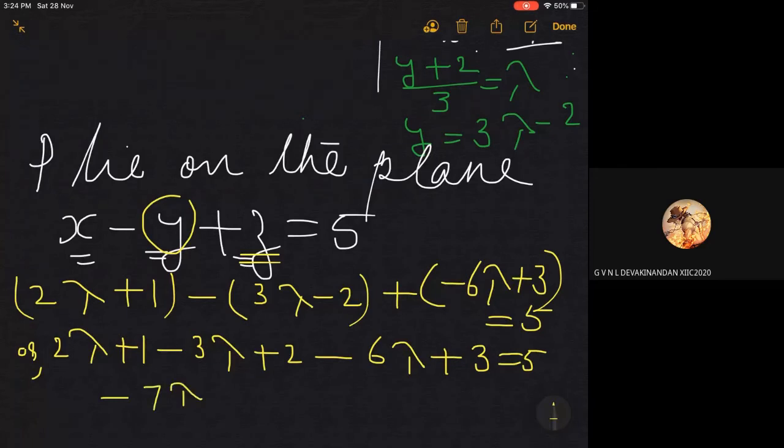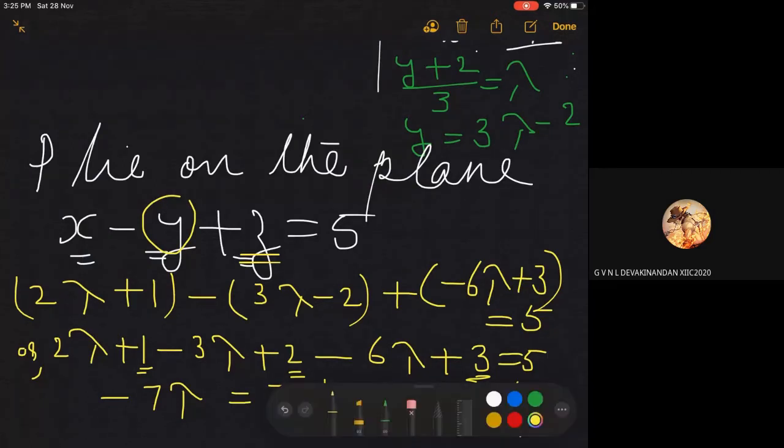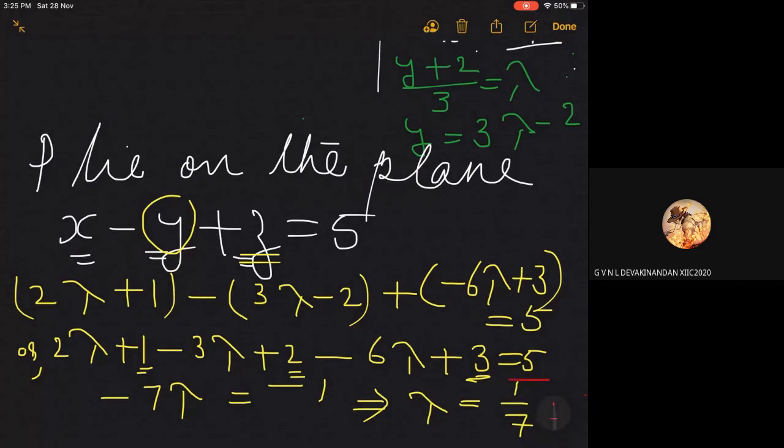Minus 7 lambda is equal to, what is that? 3 plus 2, 5, 6. Here you will get 5 minus 1, and the lambda value you will get as lambda is equal to 1 by 7. Okay, so what value did we get for lambda? We got the value as 1 by 7.